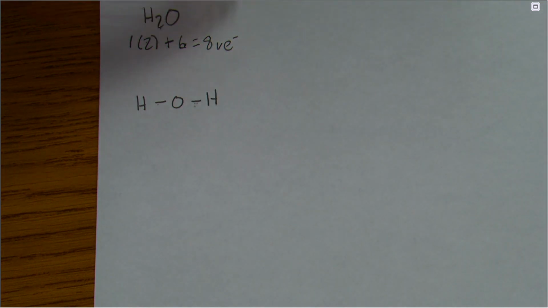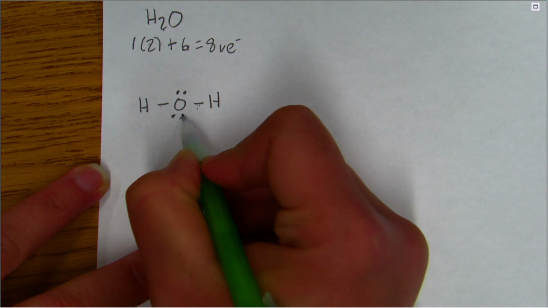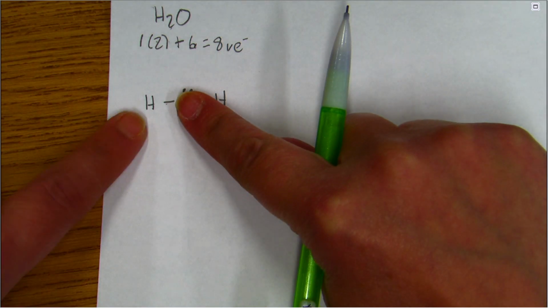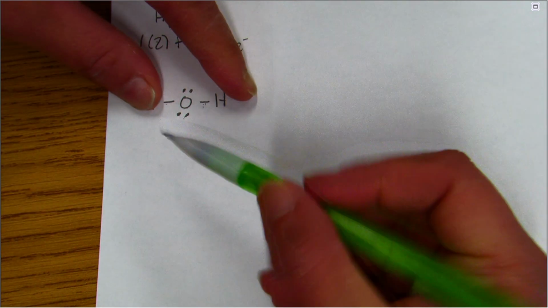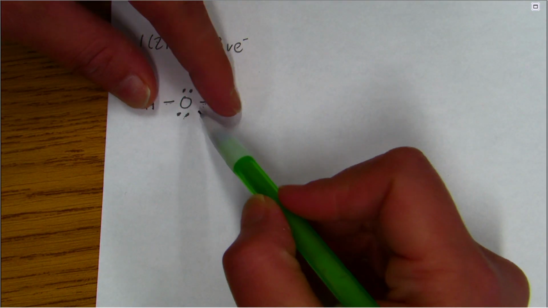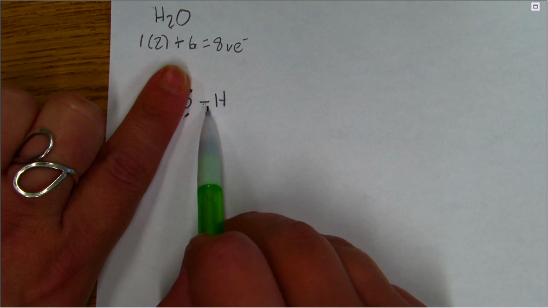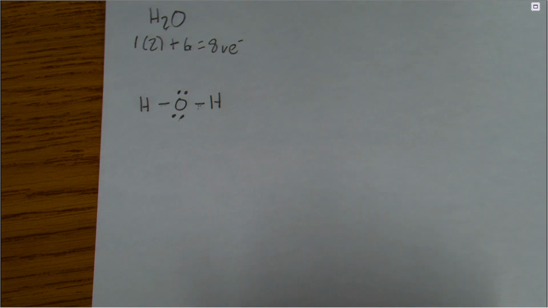So now I'm going to add in lone pairs. So we do a single bond and we start adding lone pairs. 6, 8. Now we're going to check our work. Hydrogen has 2. Oxygen has 2, 4, 6, 8. And hydrogen has 2. So everything in this case is happy. So this is what water would look like.